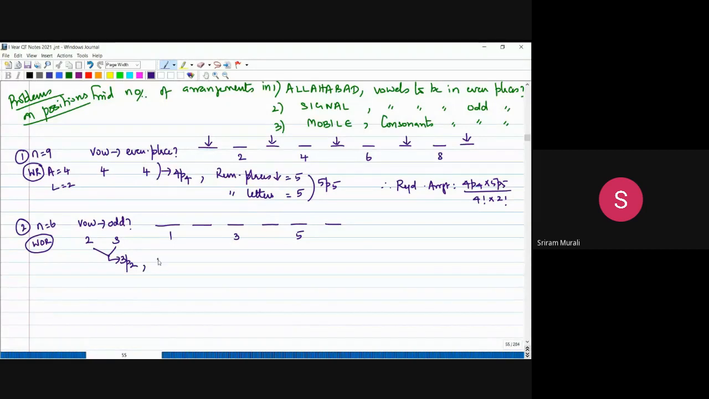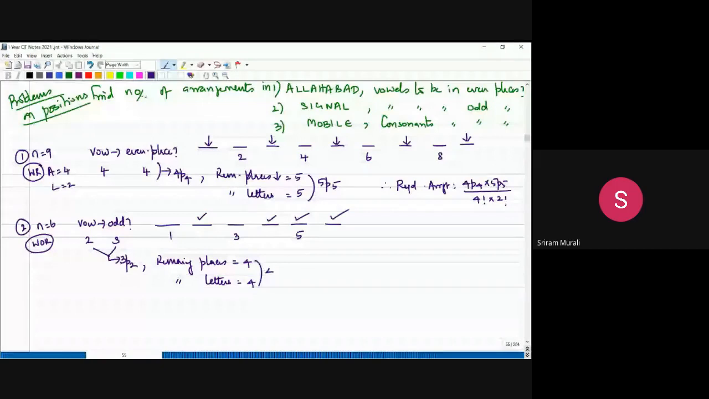Now, how many places are left out? 4. Some odd position will be vacant, so 4 places will be vacant. If it is 4 places, how many leftover letters are there? Remaining letters are also equal to 4. This can be arranged in 4P4. So the required arrangement will be 4P4 into 3P2.